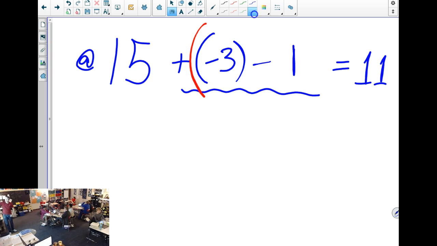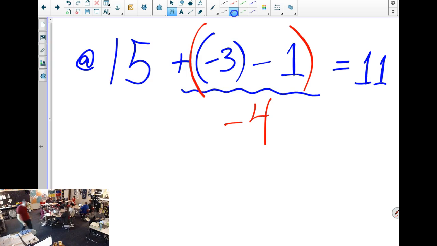Minus it. So let's just look inside the red parentheses. What's negative 3 minus 1? Negative 4. Right? Because I'm at negative 3 and I'm told to go down by 1, or I take on more debt, however you want to think about it. Inside the red parentheses is negative 4. What's 15 plus a negative 4? 11. And Cynthia wins.